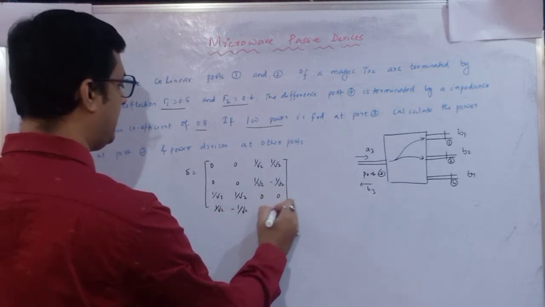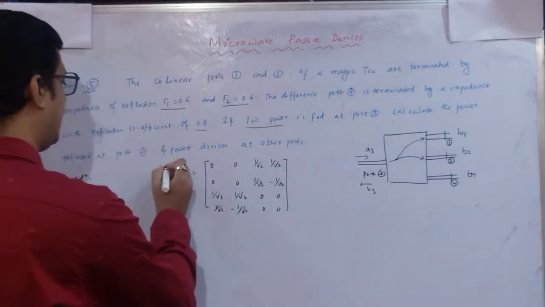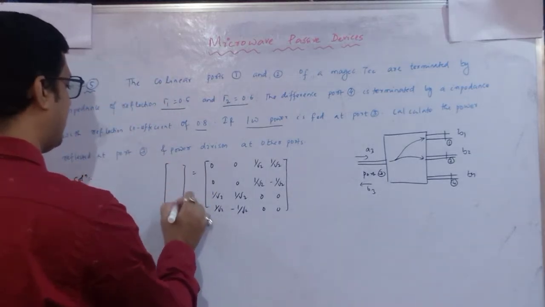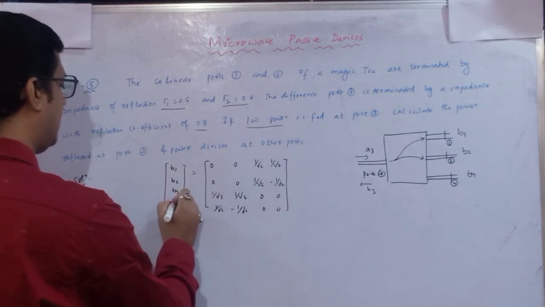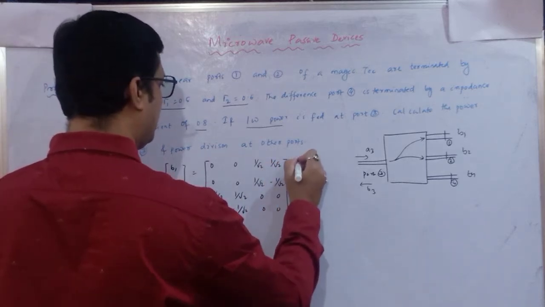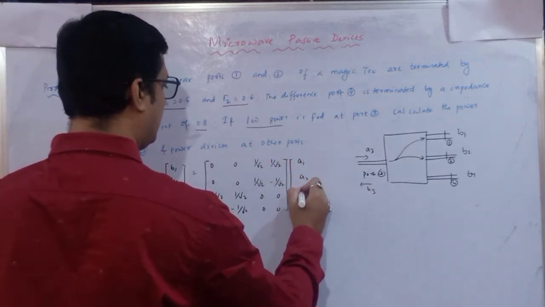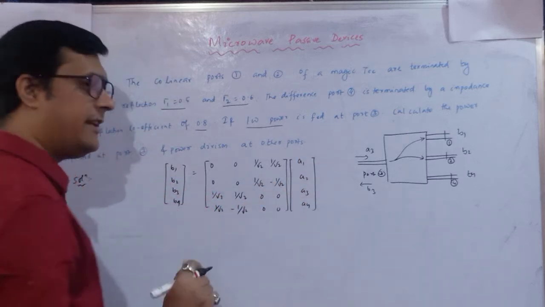And these all parameters are 0. And this S matrix is basically related with the reflected potential with respect to the incident one: B1, B2, B3 and B4, with respect to A1, A2, A3 and A4. Reflected wave with respect to incident wave.